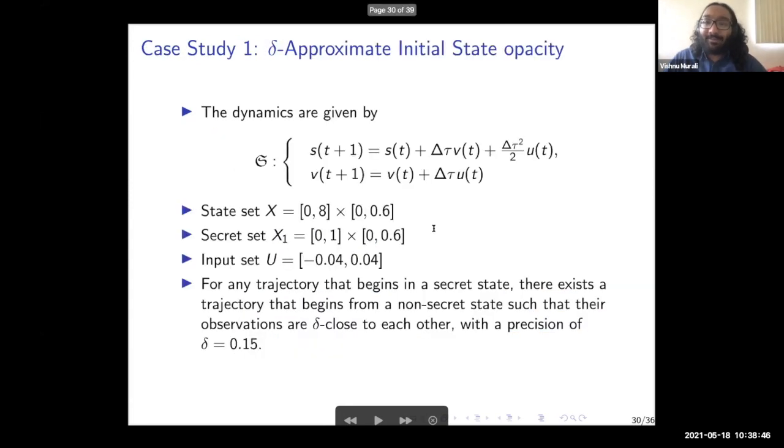We then verify this with the help of case studies. The first is to verify delta-approximate initial state opacity of a vehicle system. Its state space corresponds to its position and its velocity. And we want to ensure that for any trajectory of the vehicle that begins in a secret state, there exists a trajectory that begins from a non-secret state such that their observations, in this case the velocities that the intruder can observe, are delta close to each other, with delta being 0.15.